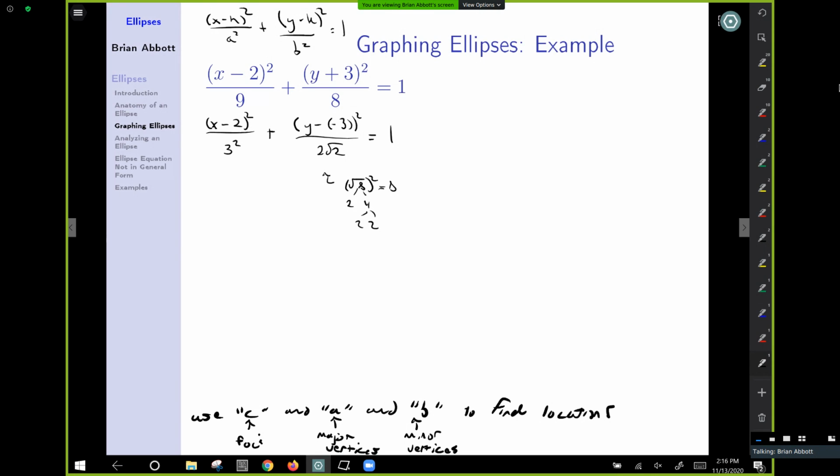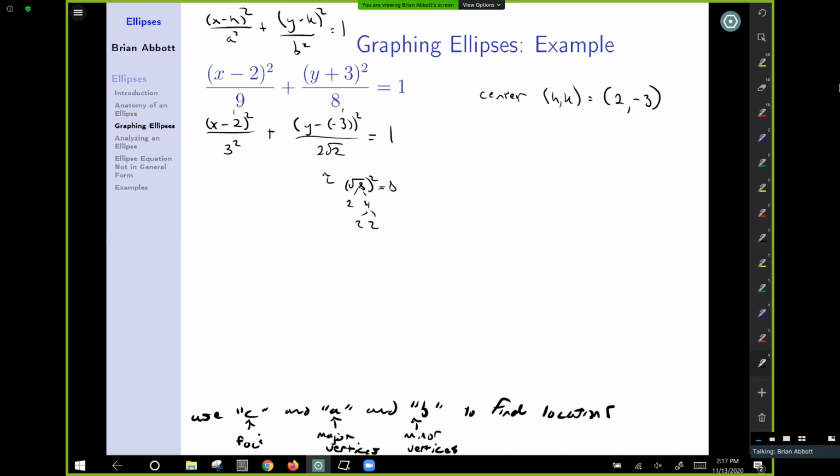Now we can identify our h and our k value. So our ellipse here is going to be centered at (h, k), and in our case h is the x coordinate 2. Careful with your signs there. It's x minus h, so h is just 2, and it's y minus k, and so k is actually negative 3 because it's y minus a negative 3.